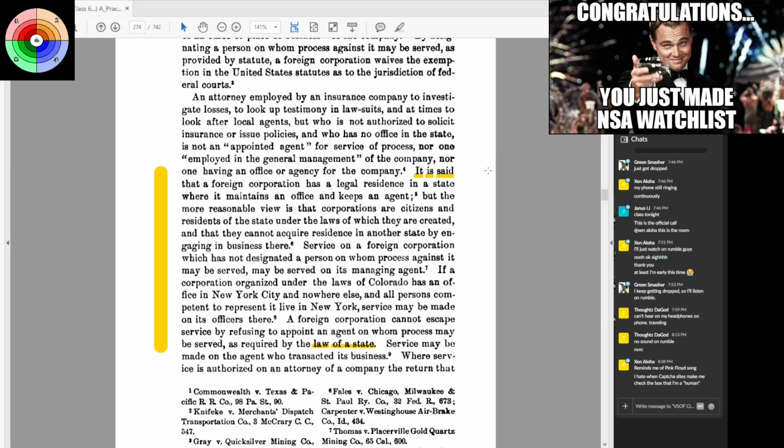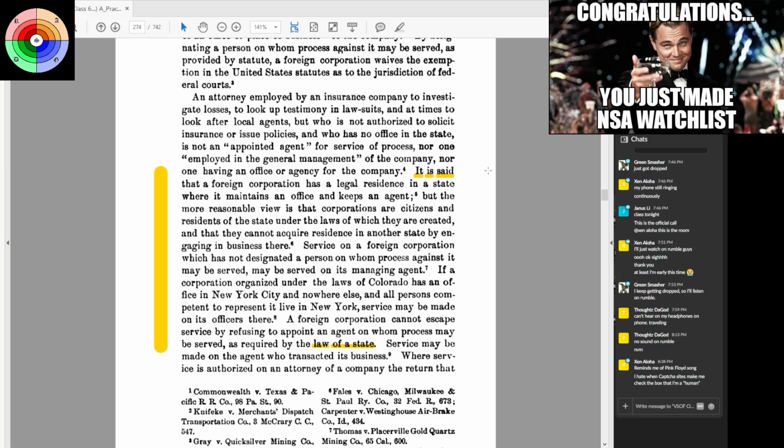But the more reasonable view is that corporations are citizens and residents of the state under the laws of which they are created, and that they cannot acquire residence in another state by engaging in business there. Service on a foreign corporation which has not designated a person on whom process against it may be served, on its managing agent, again, that registered agent. If a corporation organized under the laws of Colorado has an office in New York City and nowhere else, and all persons competent to represent it live in New York, service may be made on its officers there.